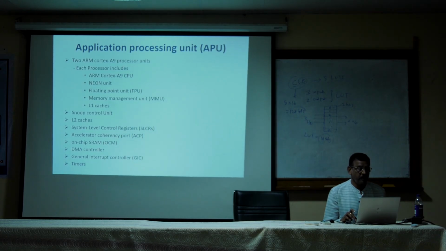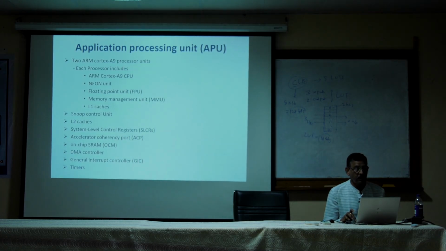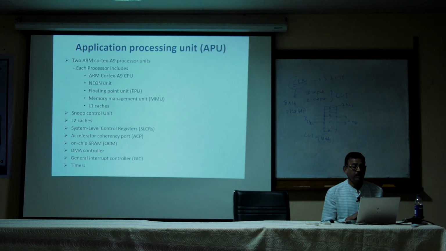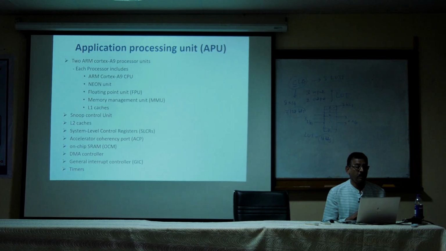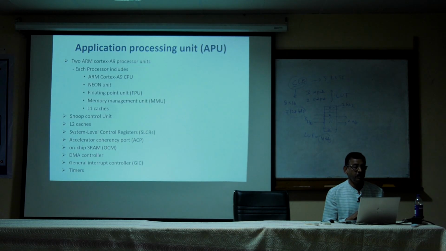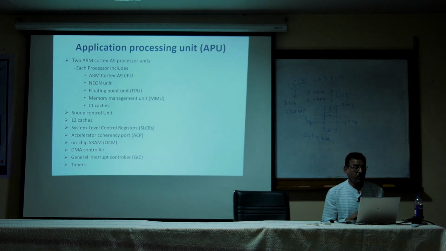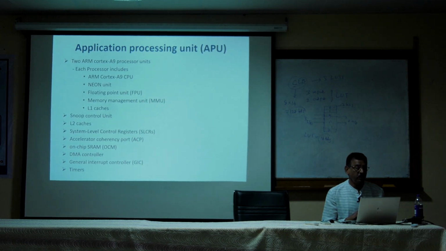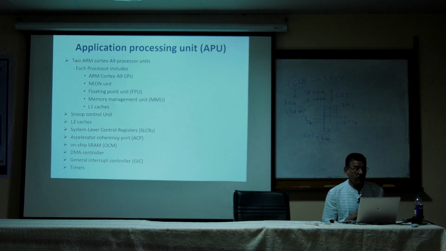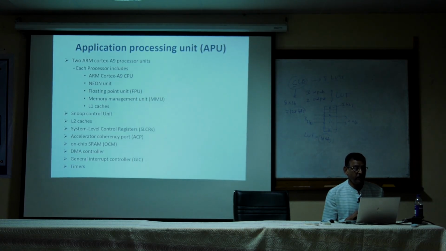Once again it is shown here. If you see the APU, each APU internally contains an ARM Cortex-A9 CPU, Neon unit, floating point unit, memory management unit, and L1 cache. The snoop controller is cache related. Then L2 cache, system level control registers, accelerator coherency port, on-chip SRAM, DMA controller, general interrupt controller, and timers.